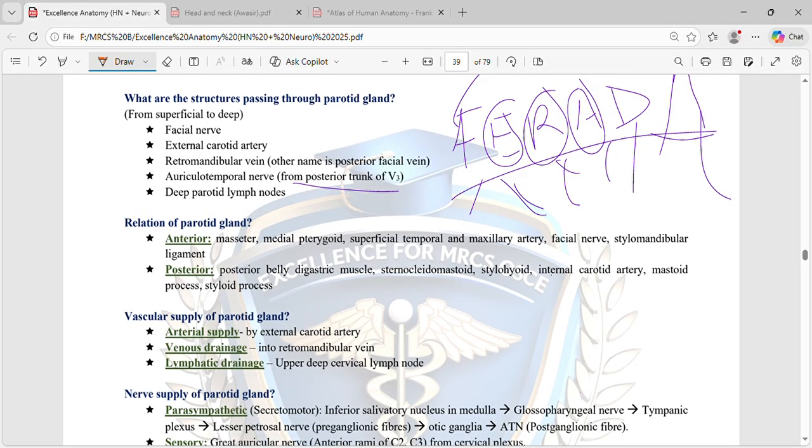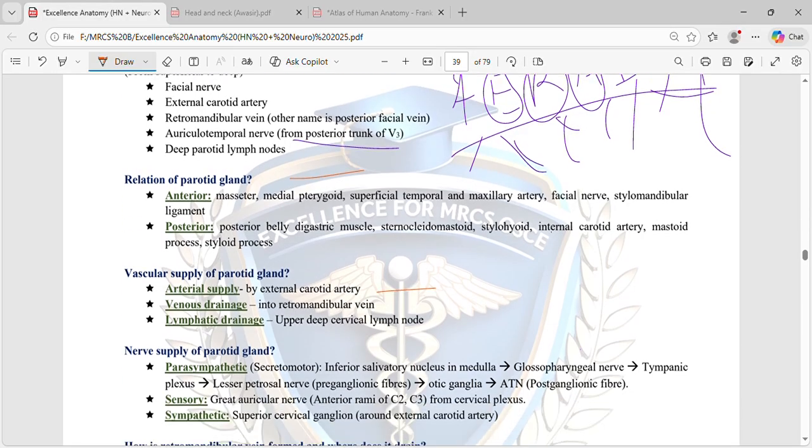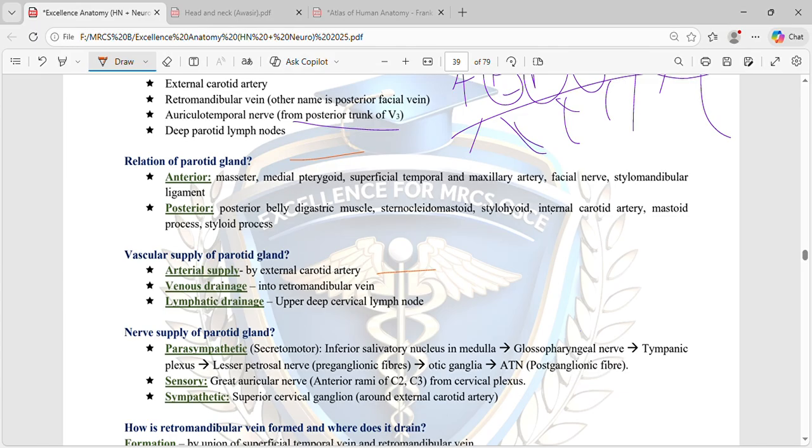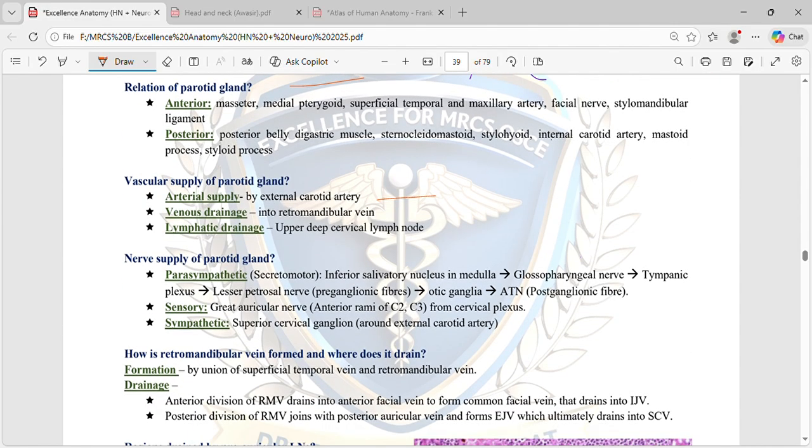So we have done with the relations, and now we have the vascular supply. Arterial supply is by the external carotid artery, venous by the retromandibular vein, and the lymphatic drainage to the upper deep cervical lymph nodes. Then we have the nerve supply. The nerve supply is sensory to the great auricular nerve, anterior rami of C2, C3 from the cervical plexus.